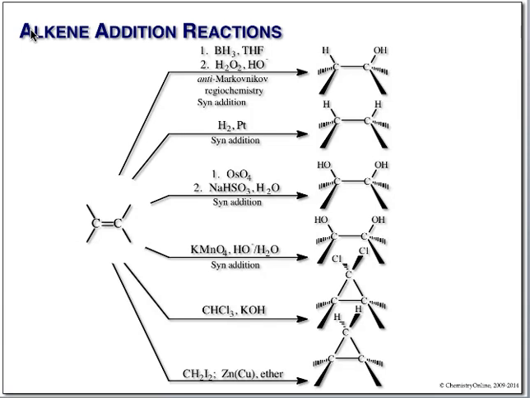Refresh my memory, what's regiochemistry? Regiochemistry is just a word describing the region of the molecule where the reaction occurs. In this case, it's the relationship between the things that you add. So anti-Markovnikov simply means that we've added to the alkene in such a way that the OH is on the carbon that would form the least stable carbocation.